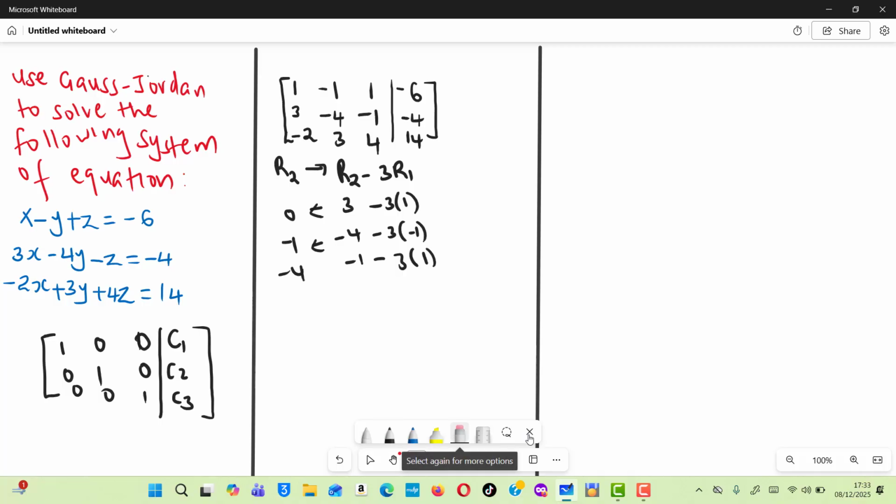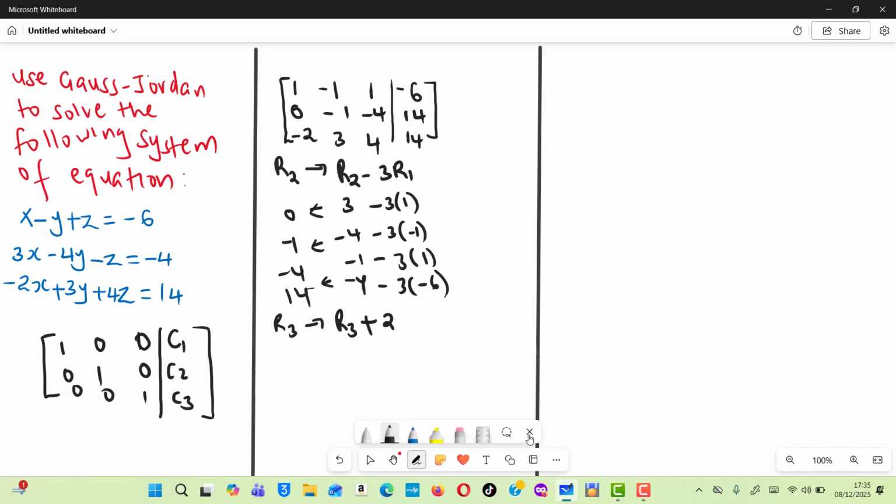So let's correct that. Our new row 2, we forgot to add the constant -4. So that will be -4 minus 3 times -6. This is positive 18, and -4 plus 18 will be positive 14. So the whole of row 2 changes to 0, -1, -4 and positive 14. So we're going to eliminate the original row 2 and replace it with 0, -1, -4, 14. Now row 3 becomes row 3 plus 2 times row 1.